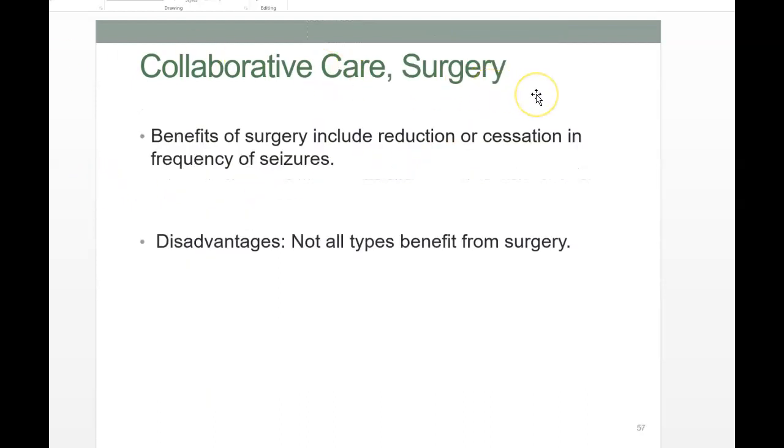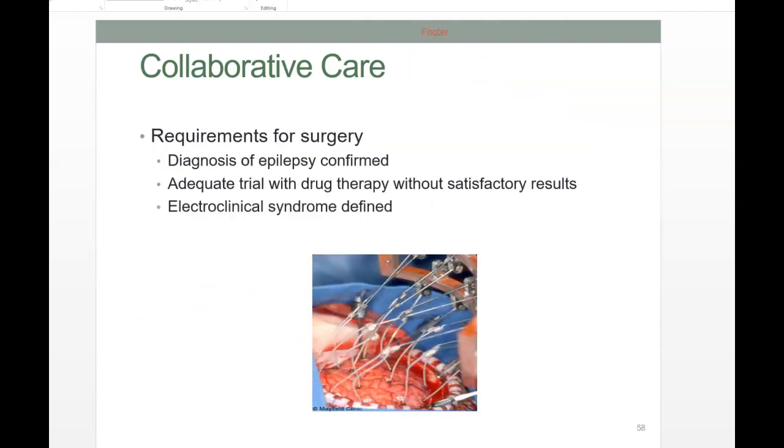They may do surgery for some types of people who have seizures. The benefits of surgery include a reduction or sometimes a cessation of frequency of seizures. But the disadvantage is that not all types of seizures can benefit from surgery. It may not work.